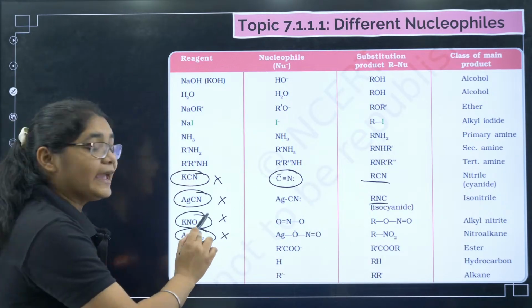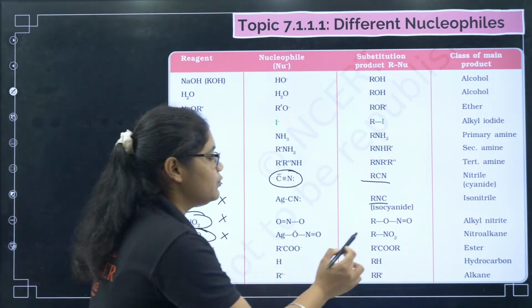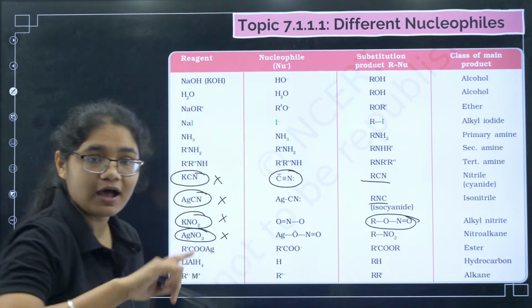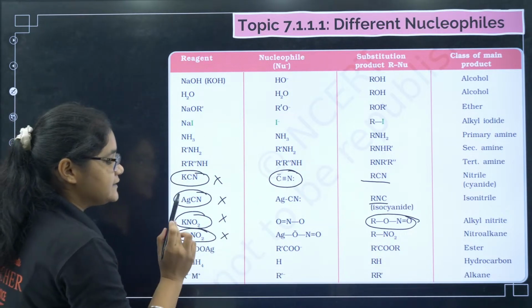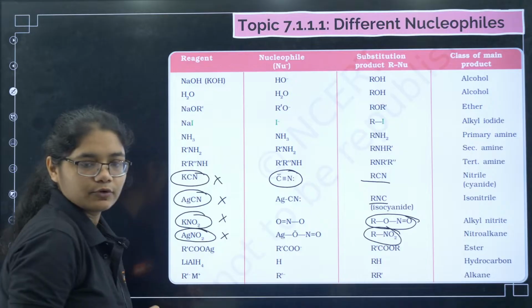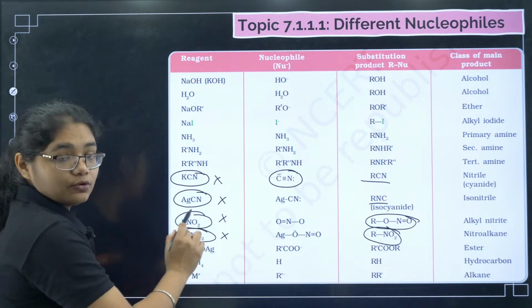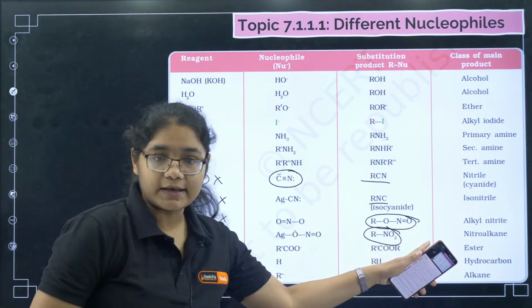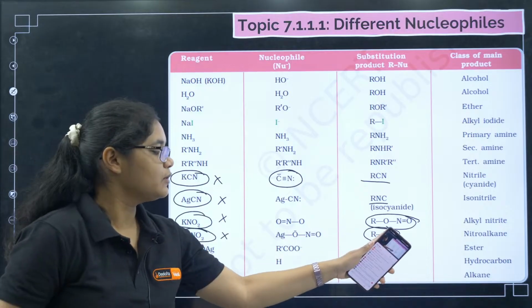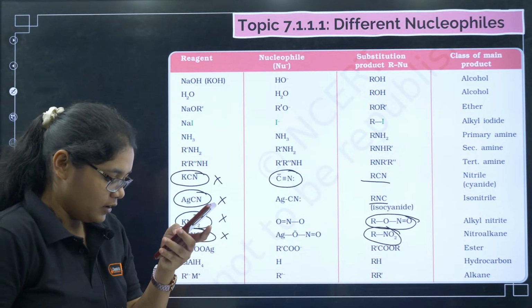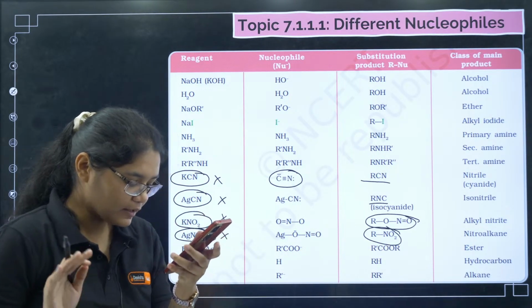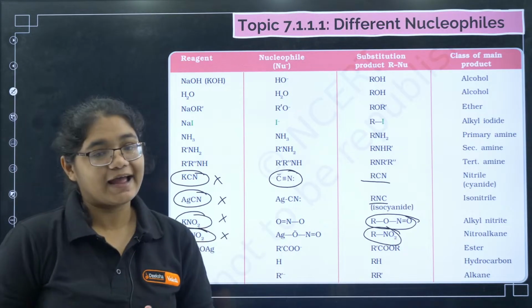And if you take KNO2, it will give you RONO. And if you take AgNO2, you will get RNO2. Are you getting the difference? KNO2 will give you RONO and AgNO2 will give you RNO2. I hope this is clear.